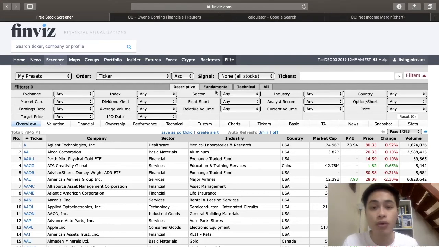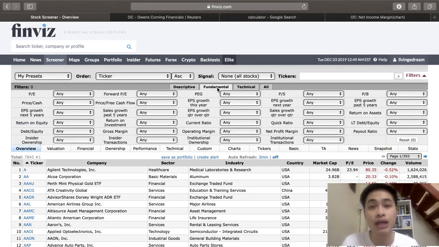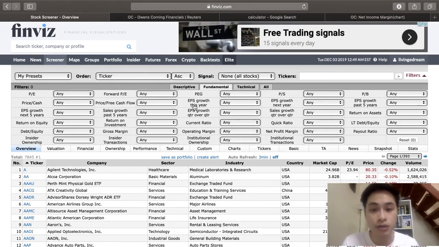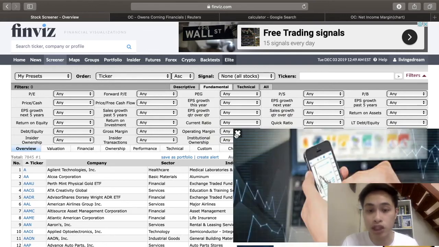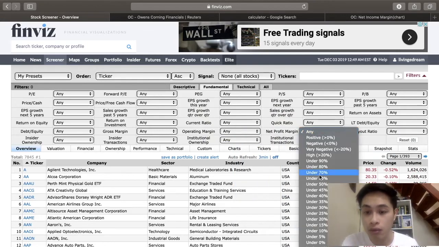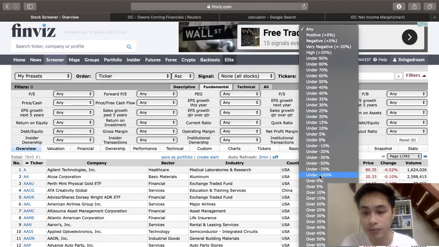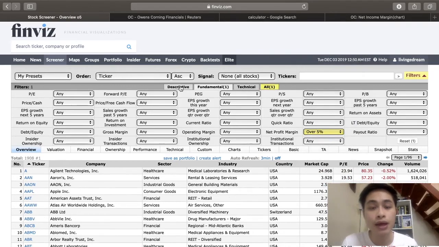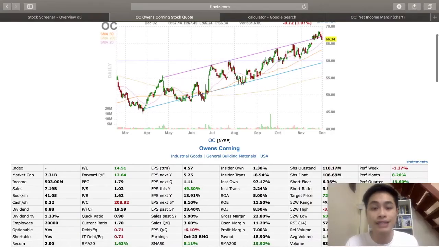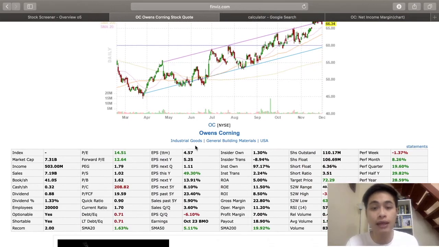Okay, so we calculated that the net profit margin of Owens Corning is 7.7%. So under net profit margin, we want to look for either similar or higher than 7.7%. In this case, they don't have 7.7%, so we put it at over 5%. And then let's take a look at Owens Corning, which is in the industrial goods sector and general building materials industry.